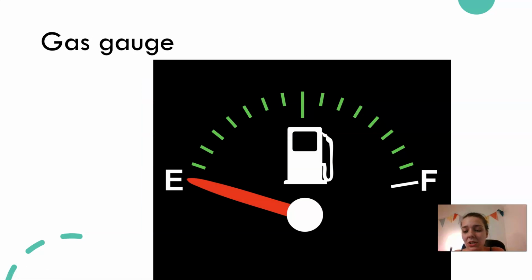Gas gauge. E means empty, no gas. F means full. You have a full tank.